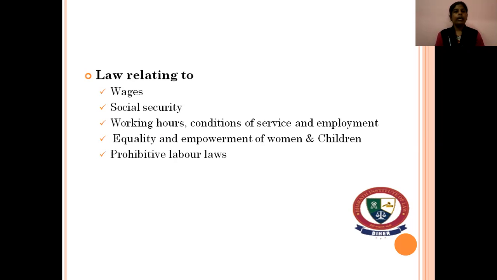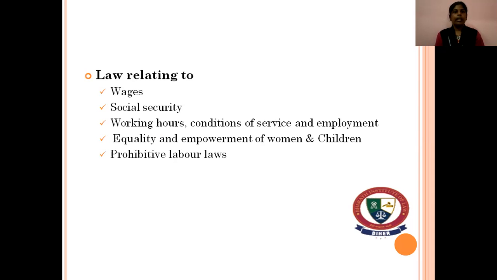And next is working hours, conditions of service and employment. It says about the working conditions of an employee: at what time he has to come for work and what time he can leave, what the shift basis is, in what kind of employment he is working, what the nature of his work is, and when he can take leave. All this information will be given to the employee. These things are mentioned in certain acts, for example, the Factories Act.